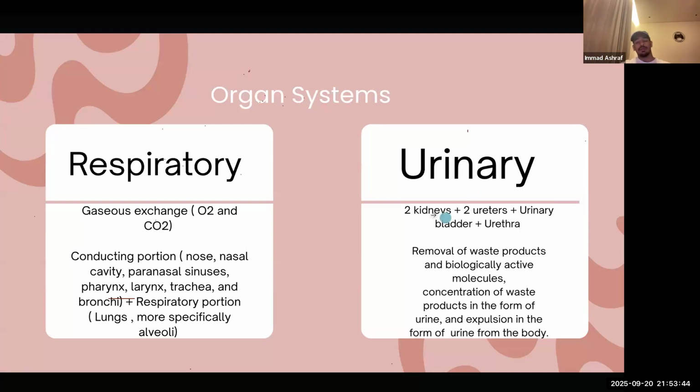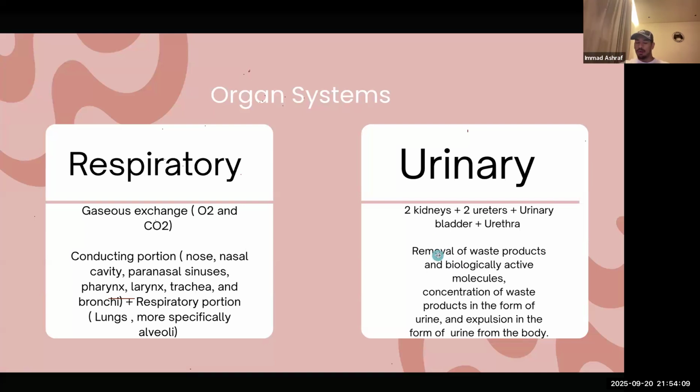Then you have the urinary system. The urinary system consists of two kidneys, two ureters, a urinary bladder, and a urethra. The two kidneys make the urine, which is drained into the urinary bladder via two ureters, one for each kidney. And then the urinary bladder stores the urine until it's a proper time to urinate, and then through the urethra, the urine leaves and exits the body.